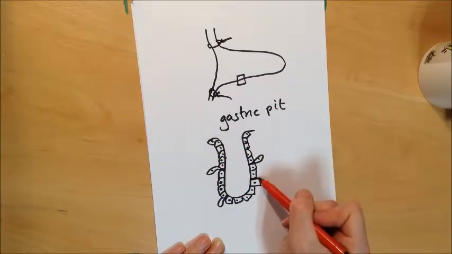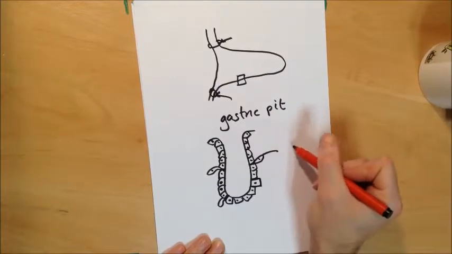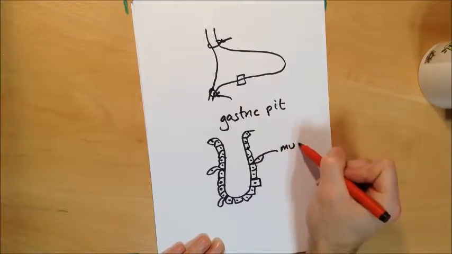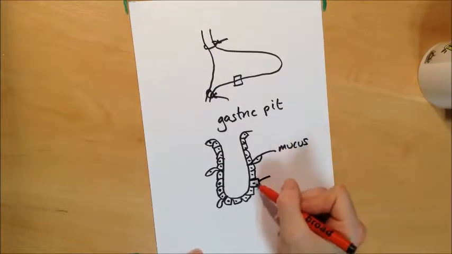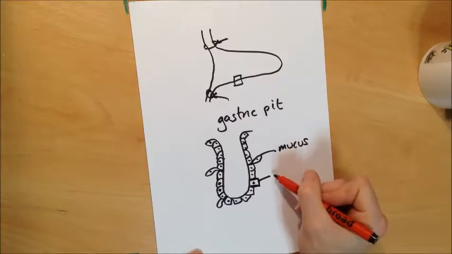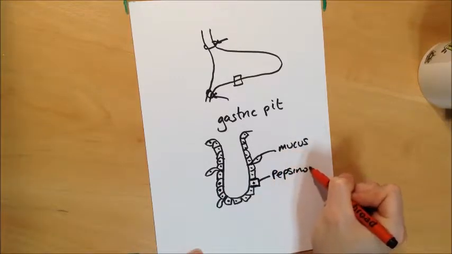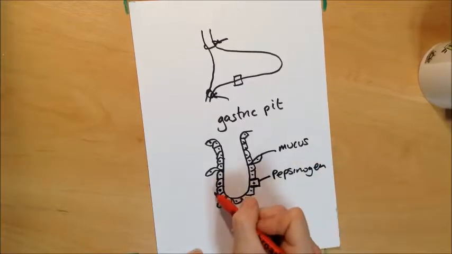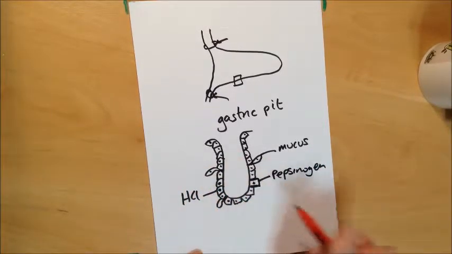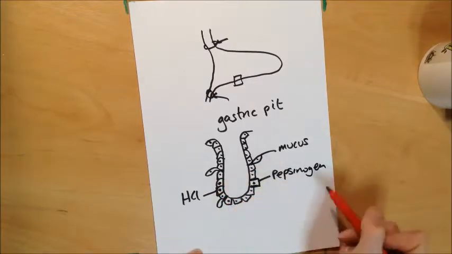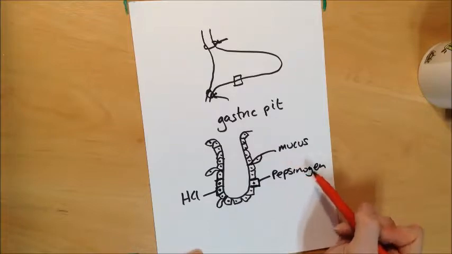Some are enzymes, some are not. For example, you've got this cell here. It's called a goblet cell. It secretes mucus. You've got this cell here. This cell secretes pepsinogen. And then you've got other cells which secrete hydrochloric acid. So these cells of the gastric pits secrete the things that we need to digest protein.